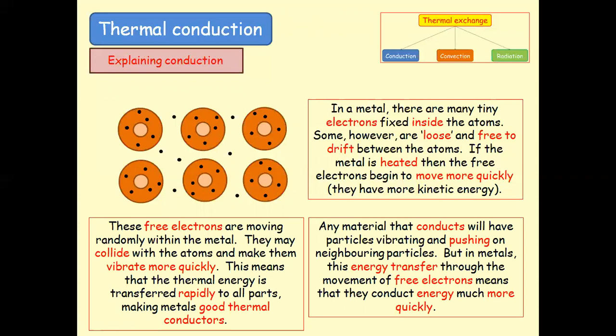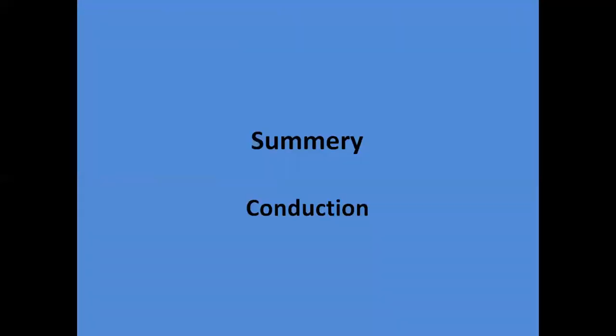Now, any material that conducts will have particles vibrating and pushing on neighboring particles. But in metals, this energy transfer through the movement of free electrons means that they conduct energy much more quickly. Now, insulators don't have free electrons to transfer the thermal energy. That's why they are poor conductors.